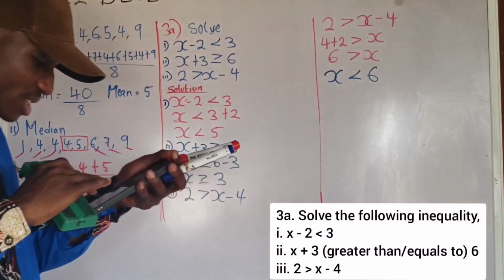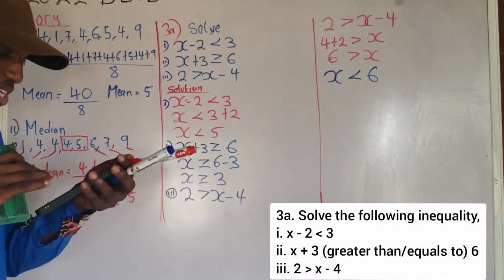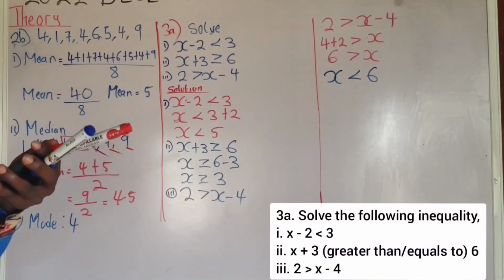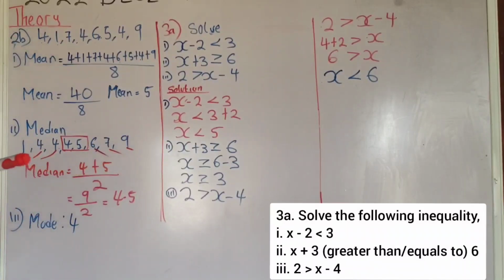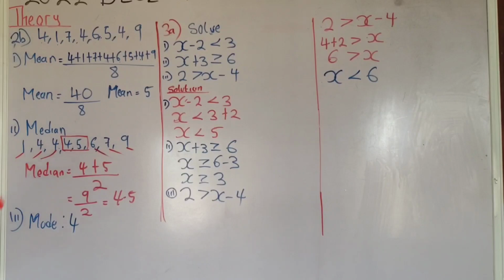So that is the solution to question 3a. Now, let's proceed to question 3b. Simultaneous equation. Solve the following simultaneous equation. 3x minus 2y, sorry, 3x minus 2y equals 4. And 2x plus 3y equals negative 6.